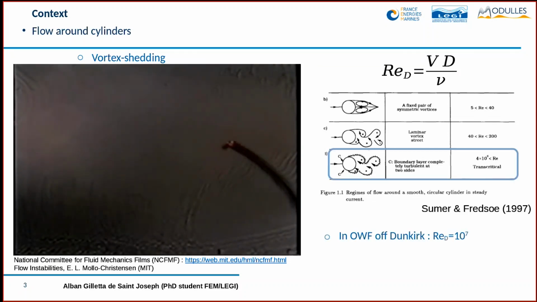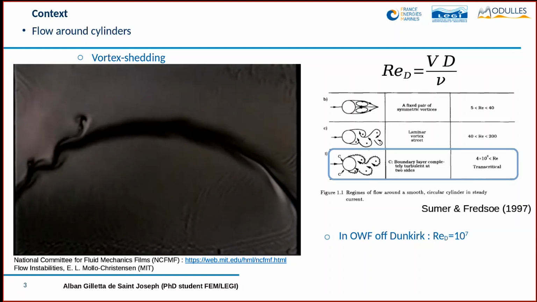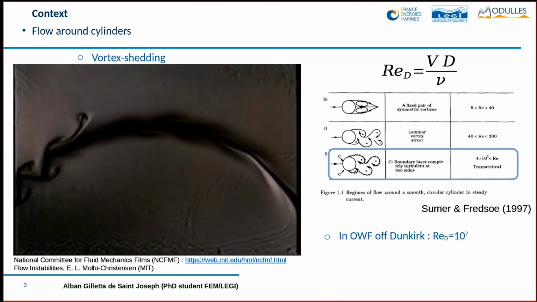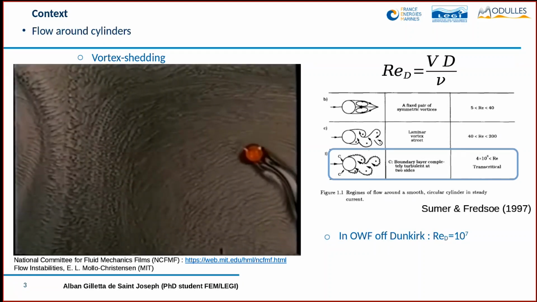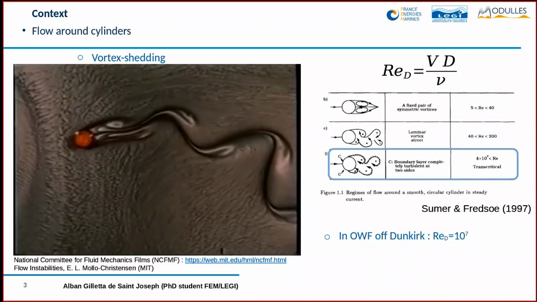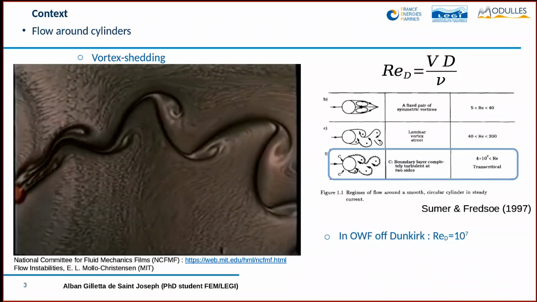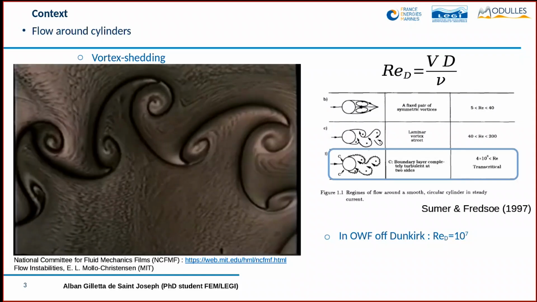And in the offshore wind farm of Dunkirk, obviously, this threshold is completely exceeded, and we get a pile Reynolds number corresponding to a very turbulent flow and turbulent wake at the end. So it is supposed to have this vortex shedding process.